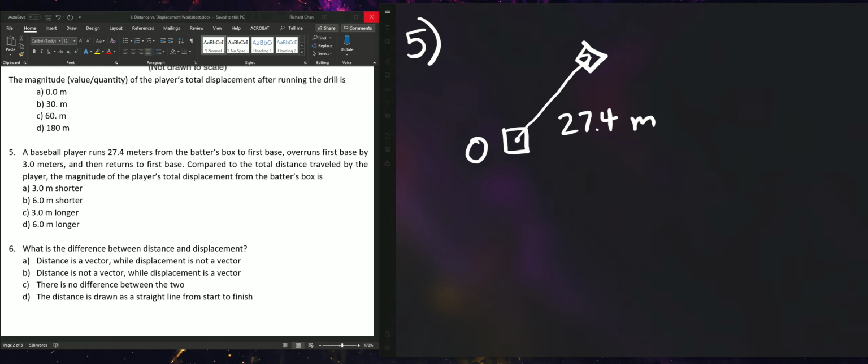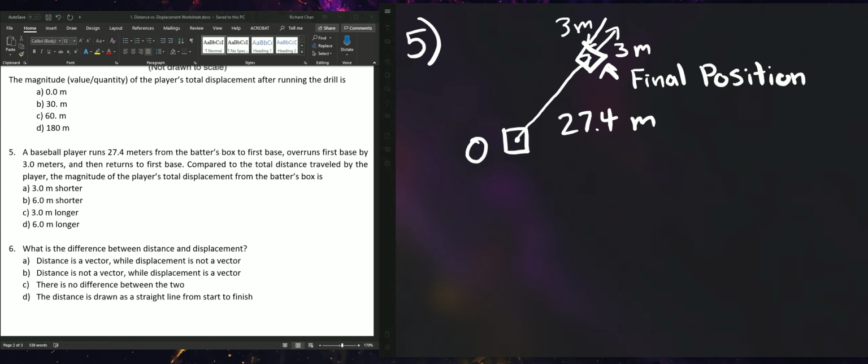Then what? Then it says here I overrun first base by 3 meters. Go 3 meters this way. And then it says, and then returns to first base. So I travel 3 meters away, and I take another 3 meters going back to my first base. And so my first base is going to be my final position.